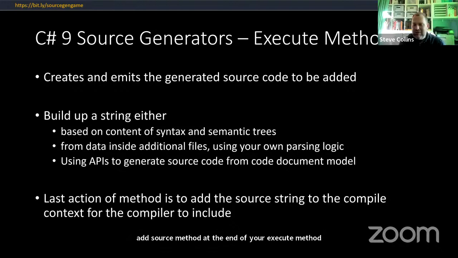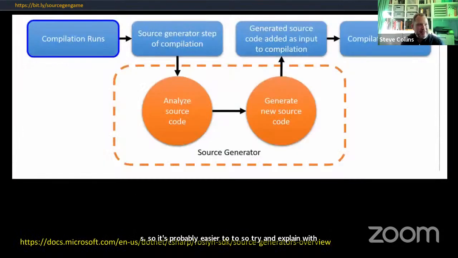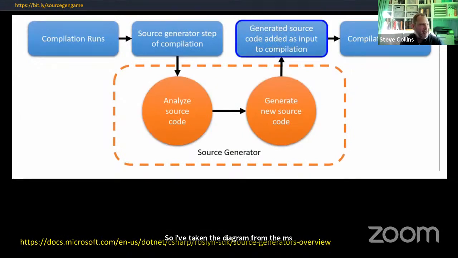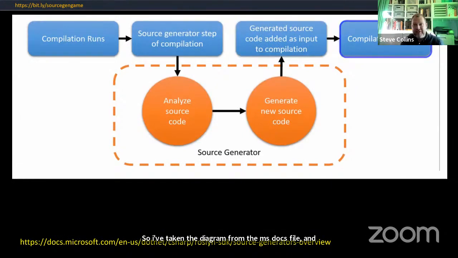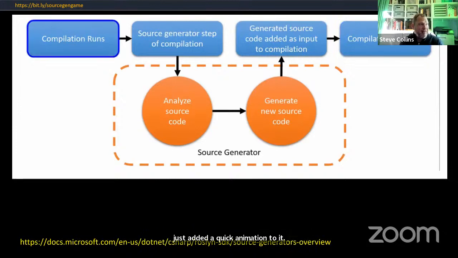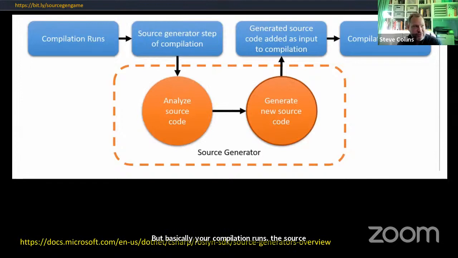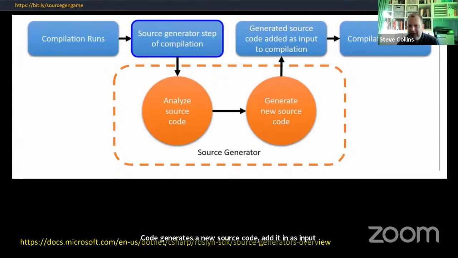Now that's an awful lot of words and terms, so it's probably easier to explain it with this diagram. I've taken the diagram from the MS Docs file and just added a quick animation to it. But basically, your compilation runs, the source generator steps in, it analyzes the source code, generates some new source code, adds it in as input back to the compiler, and Roslyn carries on with the compilation.